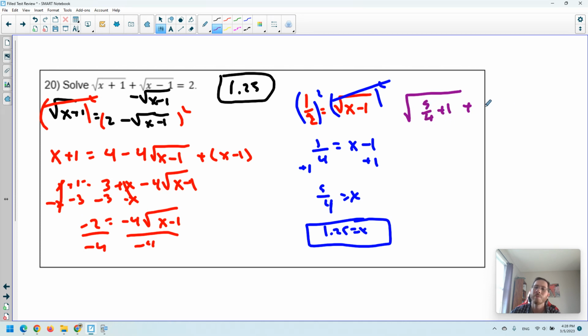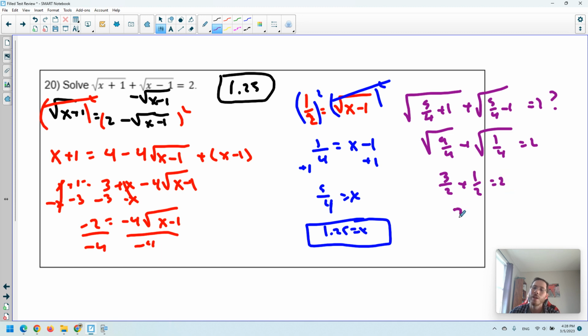5/4 plus 1 plus square root 5/4 minus 1 equals 2. Well, the square root of 9/4 is going to be 3/2. And 5/4 minus 1 is 1/4, so that square root is going to be 1/2. And 3/2 plus 1/2 is definitely 2. So it does work out.